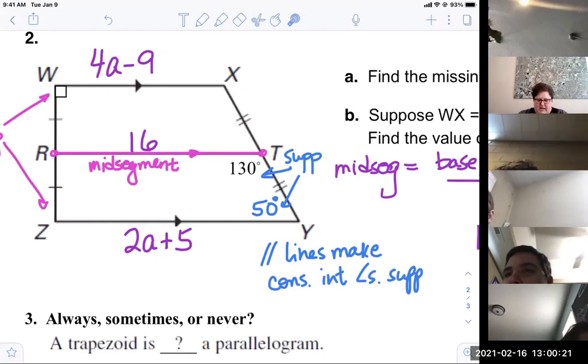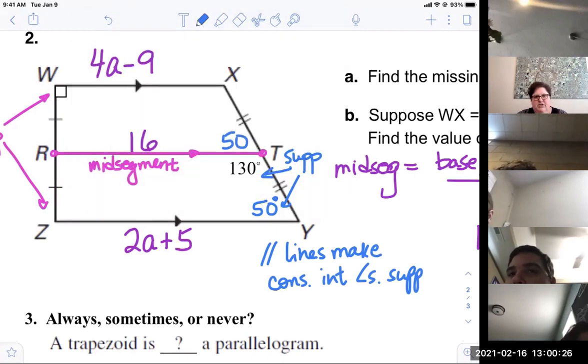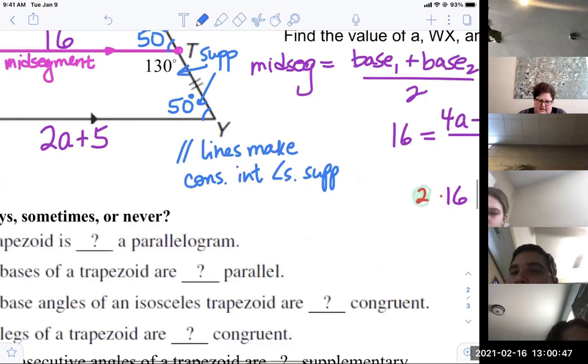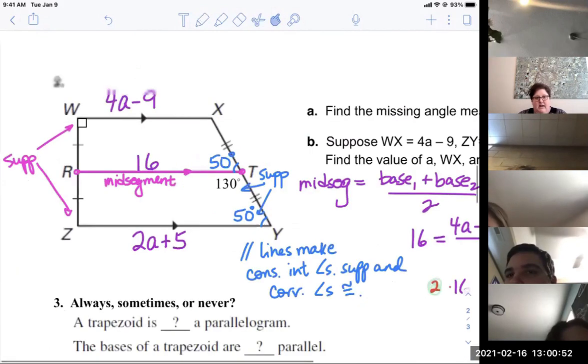Okay, and then tell me how we would know that this angle measure is 50 degrees. So there are 2 reasons, at least. Tell me one reason why that has to be 50. Corresponding. Okay, the lines are parallel and they're corresponding angles, so these 2 have to be congruent. Okay, and then another reason that it has to be 50 is what? The lines are congruent.